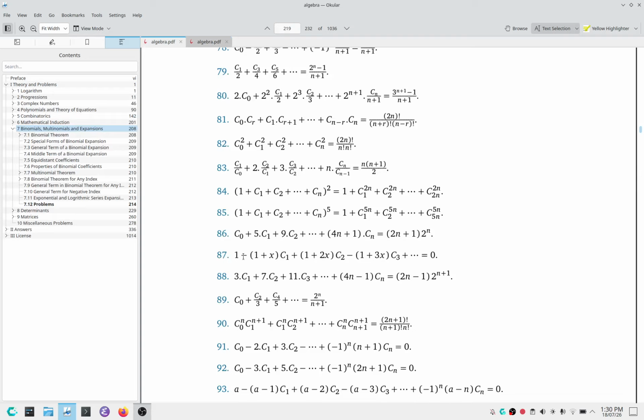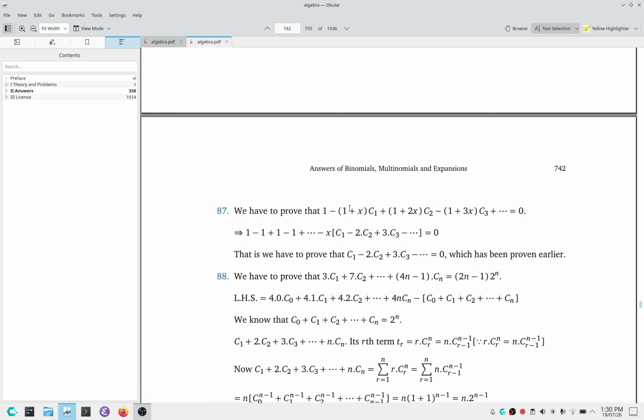Now question 87 says that we have to prove that (1 minus 1 plus x) times C1 plus (1 plus 2x) times C2 up to (1 plus 3x) times C3 is equal to 0. So we have to prove this, and what we do is we take, let me see, this should be 1 minus C1 plus C2 minus C3. This is definitely wrong. And this would be x times (C1 minus 2C2 plus 3C3) and so on. So this has been proven earlier that both would be 0. So that's how we prove this.